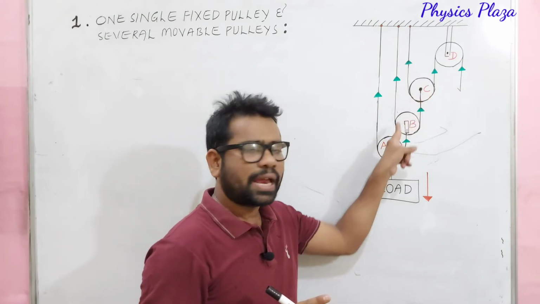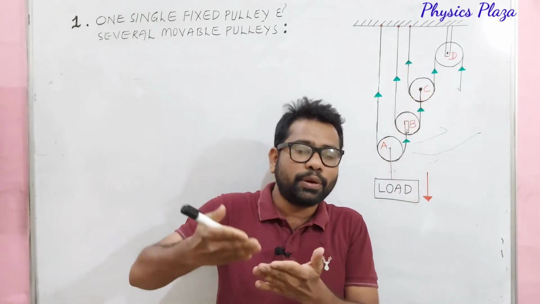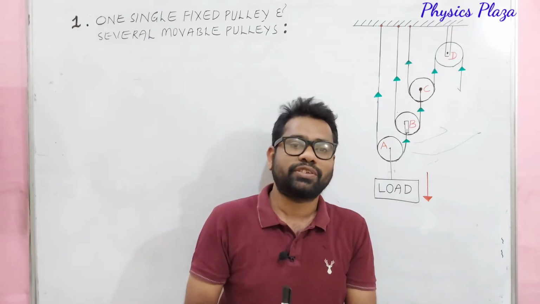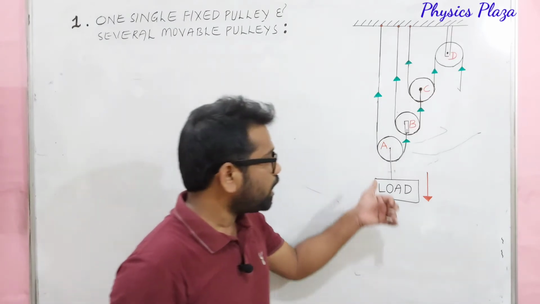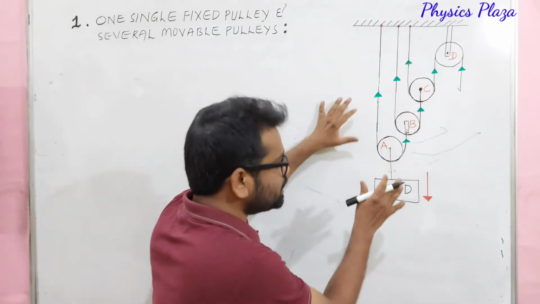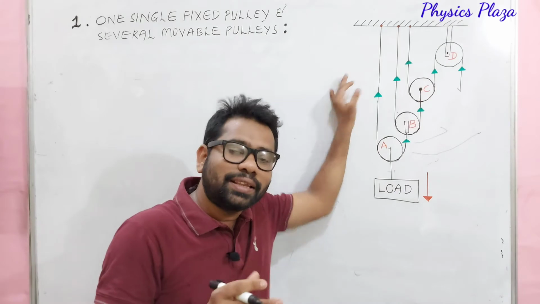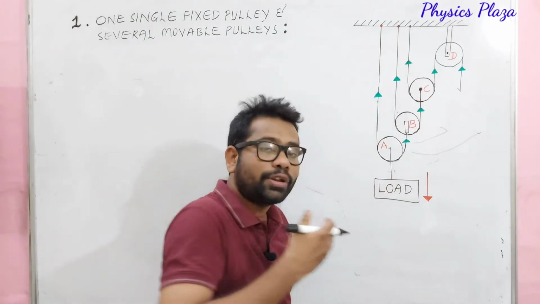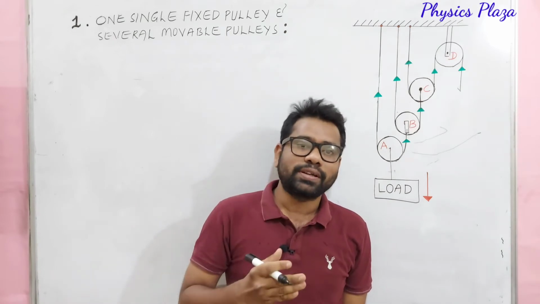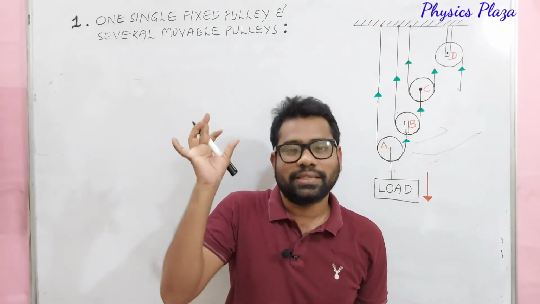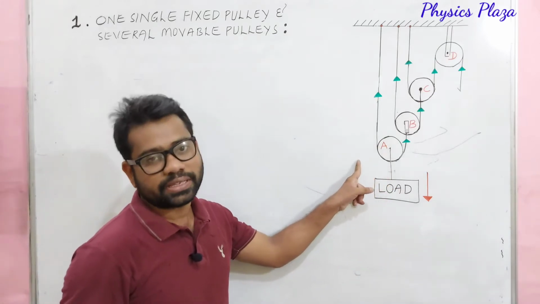Dear children, this can be 4 movable pulleys, 5 movable pulleys, depending on what mechanical advantage you want to achieve. Depending on that, we are going to increase the number of movable pulleys. So for this system, dear children, how can we calculate the mechanical advantage? Before calculating this, let us recall the single movable pulley case. Then only we can understand this very easily.